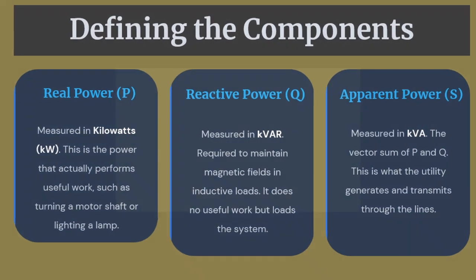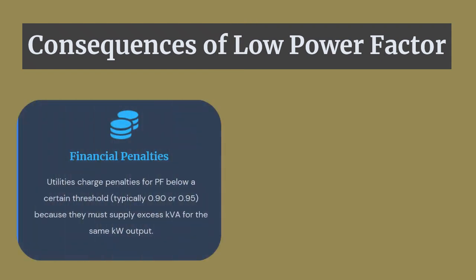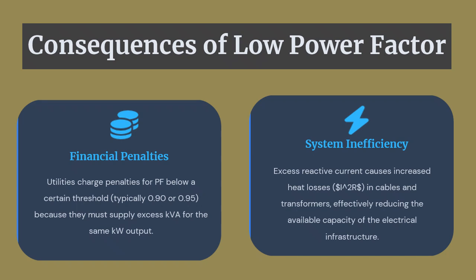Consequences of low power factor. Why is low power factor a problem? Primarily, there are two reasons. First, financial penalties. Utilities often charge significant fees if your PF drops below 0.9 or 0.95. Second, system inefficiency. Excess reactive current generates heat losses in your cables and transformers, essentially wasting energy before it even reaches the load.